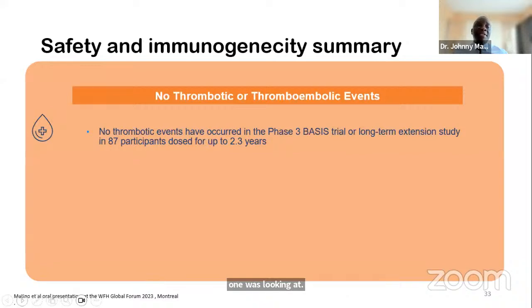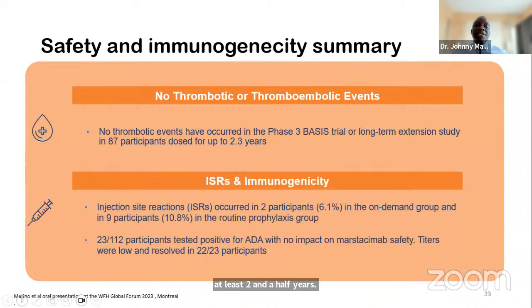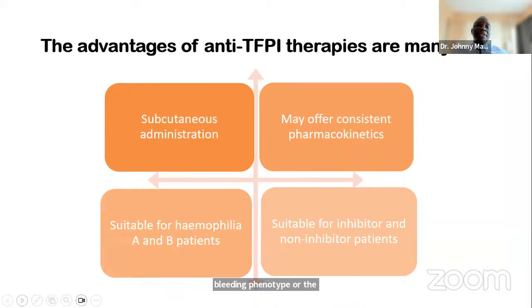Perhaps to expand a little bit on the summary of the safety and immunogenicity, there were no thrombotic events that occurred in the phase 3 mestasimab study, as well as in the long-term extension of the 87 patients that have now been followed up for at least 2.5 years. In terms of the injection site reactions and immunogenicity, injection site reactions occurred with a frequency of 10.8%, which is actually in line with other subcutaneously administered therapies. And in 23 out of 112 patients, anti-drug antibodies developed, and in fact, they resolved in 22 out of the 23 of those participants. As I indicated, they actually had no impact on the bleeding phenotype or the pharmacokinetics of mestasimab.